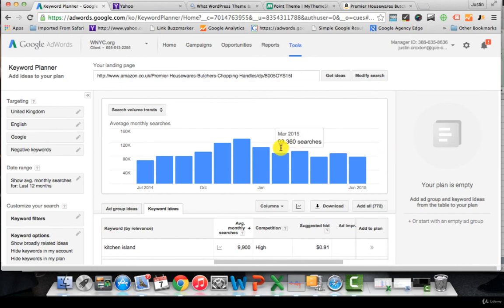So I hope this was helpful. This is a powerful tool. It's free of charge. I highly recommend anyone that's out there to take advantage of this tool because it will help generate quite a number of ideas for you.